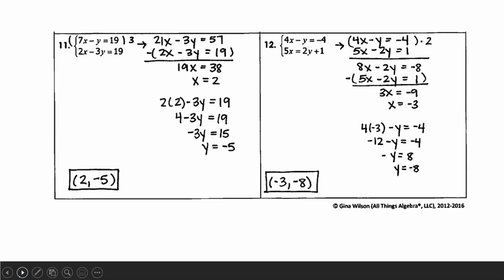Number 11, I multiplied the top one by 3 to eliminate the 3 y's. So then when I solve for x, I get 2. Plug that back in, solve for y, I get negative 5. So 2, negative 5.